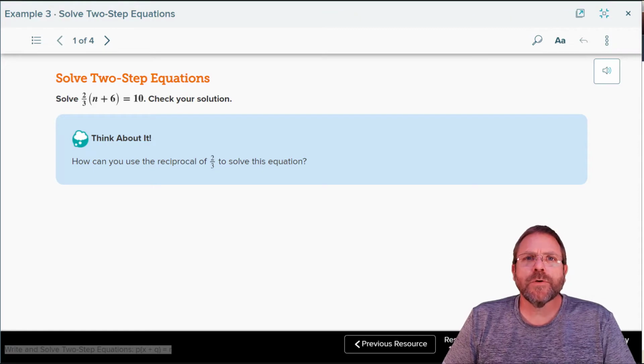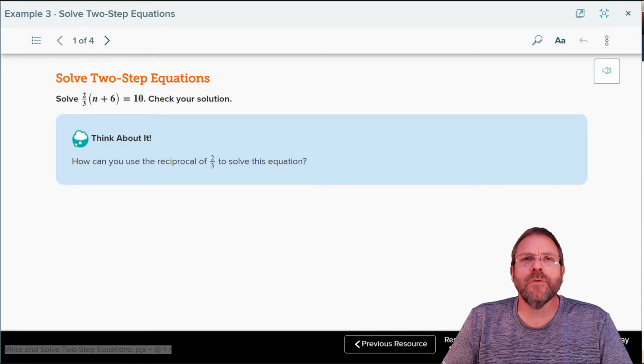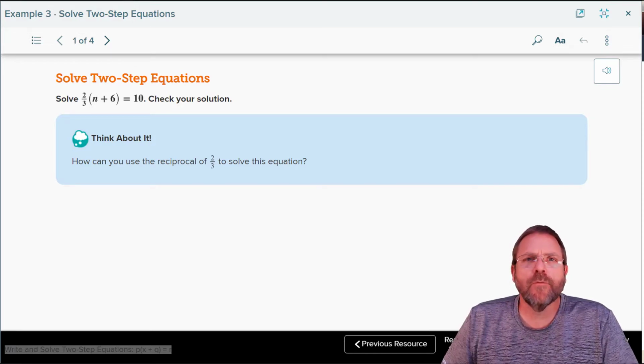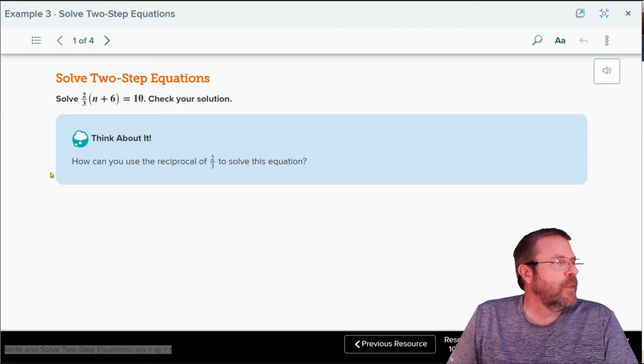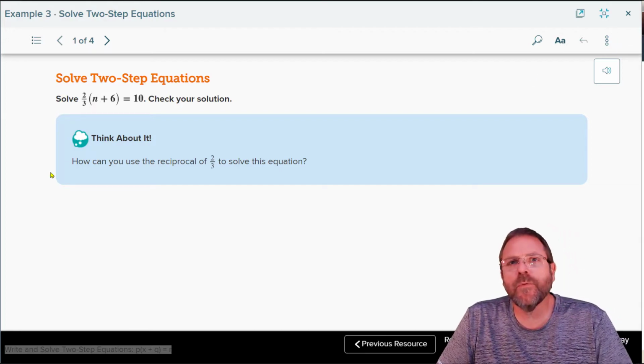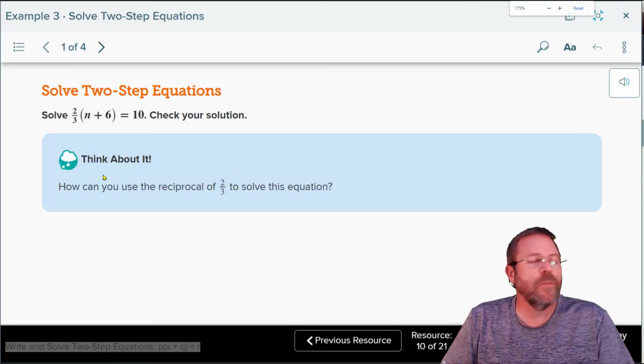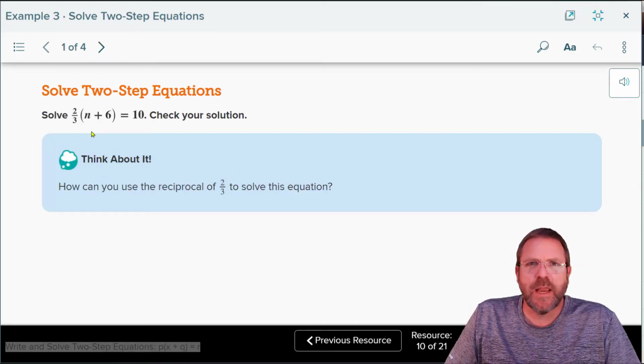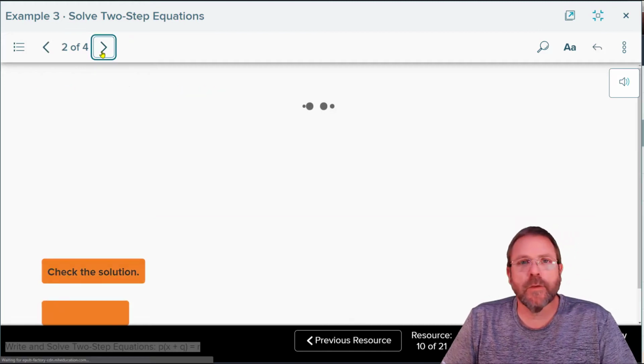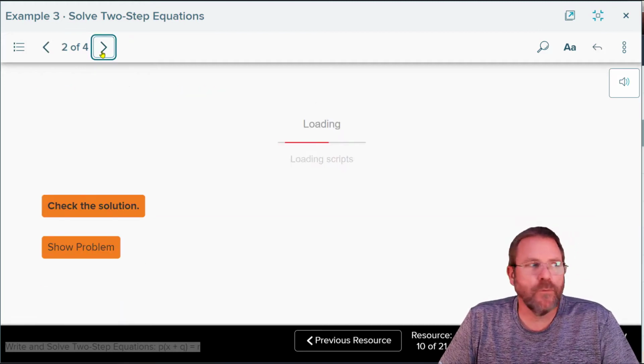Welcome back to part 2 of Module 7, Lesson 2, where we're going to continue our study in writing and solving two-step equations that involve the distributive property. They've given us a new one here for example 3, very similar to the other examples we've worked, only now they want us to play with a fraction. Not a big deal. I tell you guys all the time, fractions are your friends.